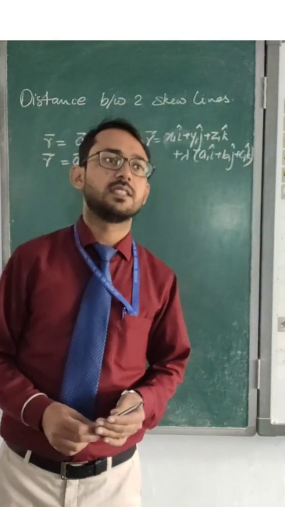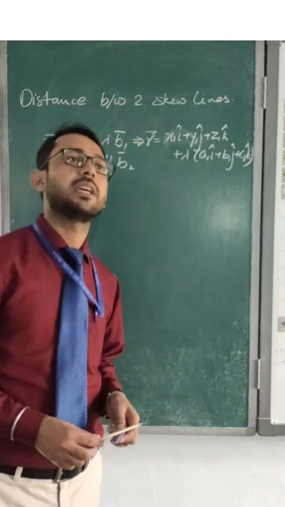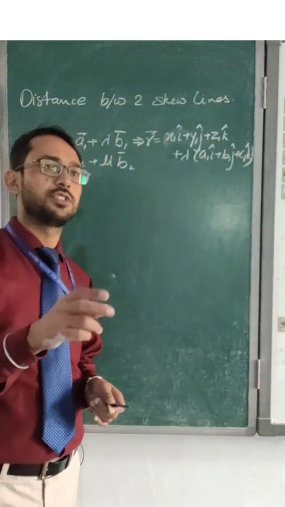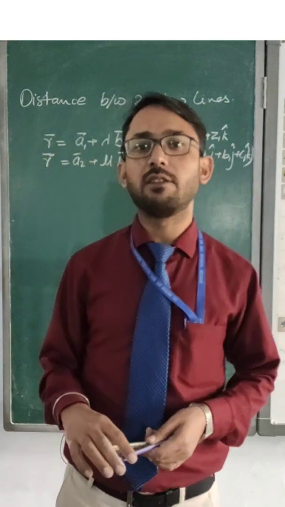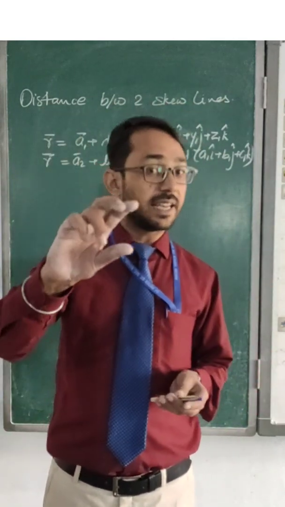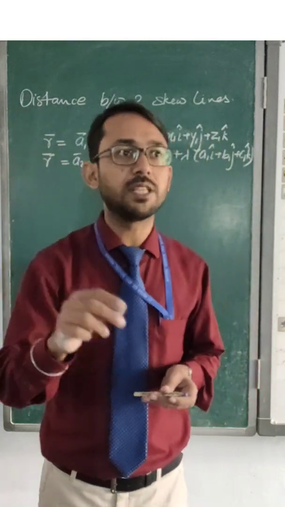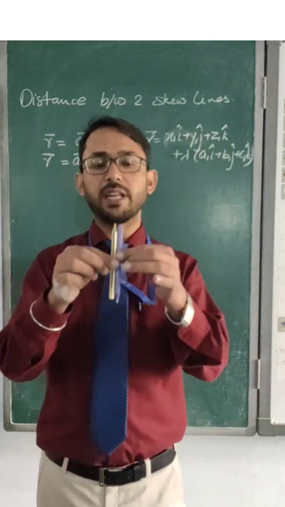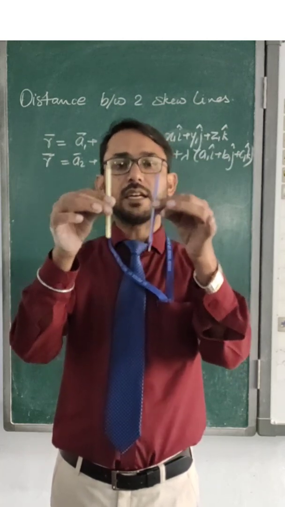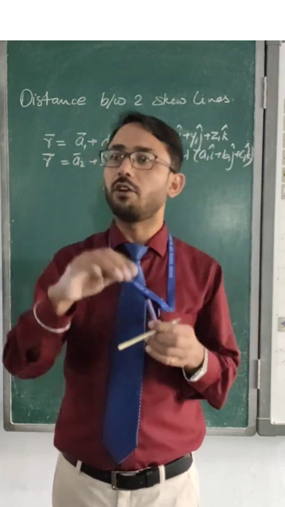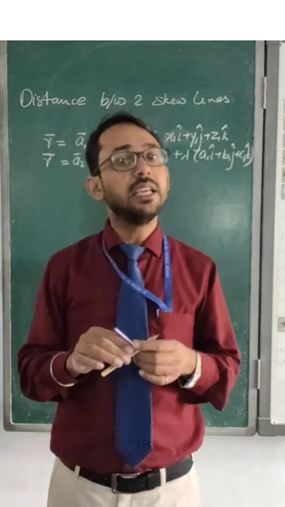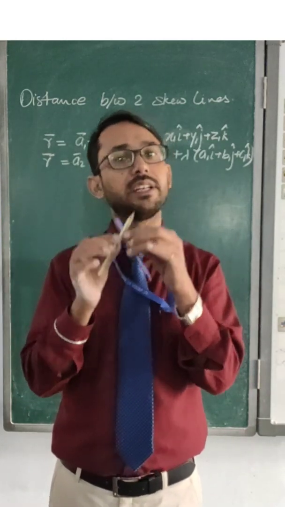Yes, dear students, now we are going to do our next topic. It is the shortest distance between two skew lines. Exactly when we are talking about the two-dimensional plane, either two lines are parallel or intersecting. On a 2D plane, we cannot make any more type of lines. Either the lines will be parallel or intersecting.